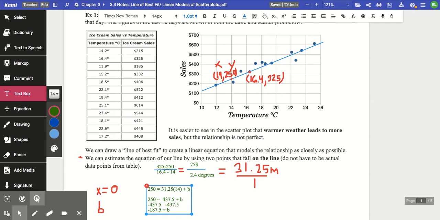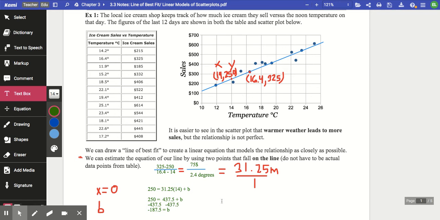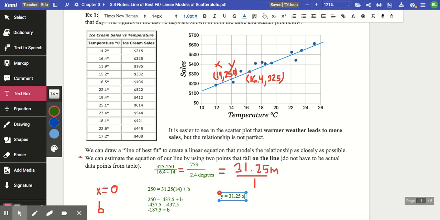One thing to keep in mind with scatter plots and lines of best fit is they're most useful for values within our data range, and that's why a temperature of 0 degrees wouldn't make as much sense here for a prediction if you take a look at what the temperature of our actual data is. Nevertheless, we could still use this b value to make predictions about temperatures that fall within the current values that we have. So y equals 31.25x minus 187.5.